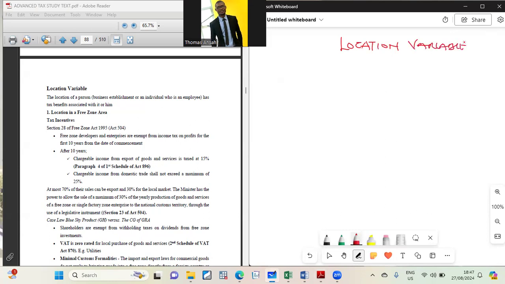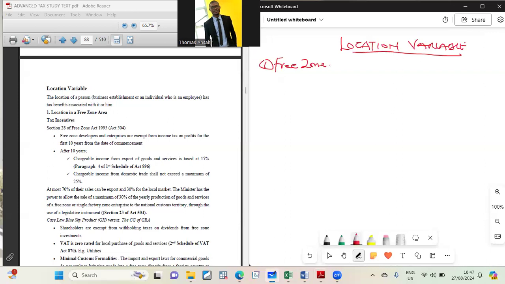And the first location that we are going to look at, which is always examined, is the free zone. The free zone has so many benefits. Now, if you look at the free zone, these are the incentives available for the free zone.